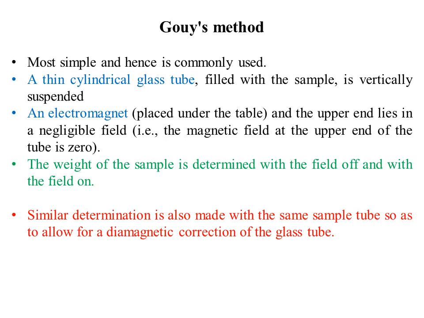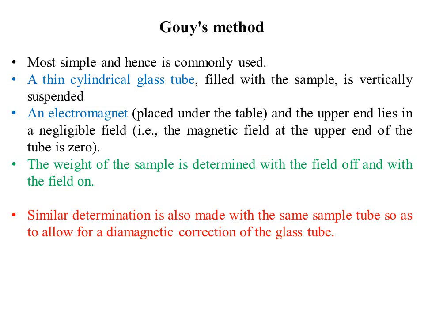Experimental determination of magnetic susceptibility by Gauss method. As we know that Gauss method is most simple and hence it is most commonly used in different laboratories for determination of volume as well as gram susceptibility. The conventional Gauss method is used to record volume magnetic susceptibility, but modified Gauss method is used to determine gram susceptibility. A thin cylindrical glass tube filled with the sample is vertically suspended.